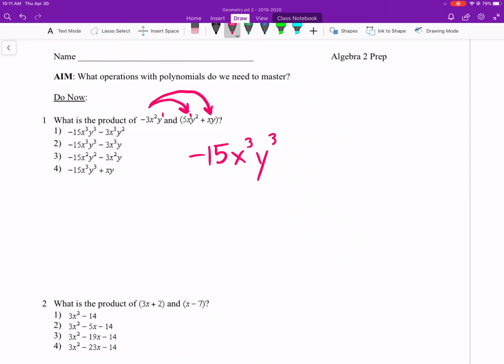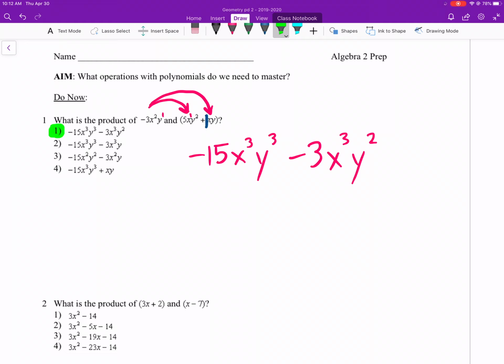Now, negative 3x squared y times xy. First off, remember the coefficient of xy is 1. So it's really negative 3 times 1, which is negative 3. Remember, you multiply the numbers out front first. Now x squared times x is x to the third power. And then y times y is y squared. So which answer choice? This would be choice 1. Negative 15x cubed y cubed minus 3x cubed y squared.